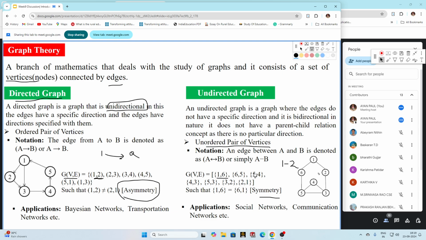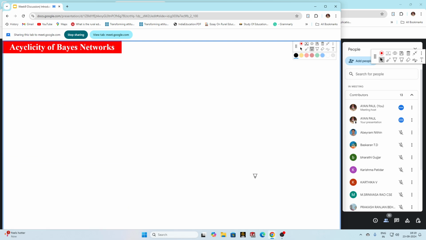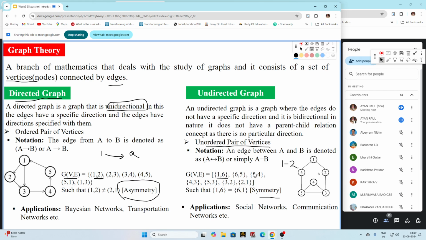Okay, so is this slide clear to you all? What is a directed graph, what is an undirected graph? Clear, right? Yes, sir. Okay.